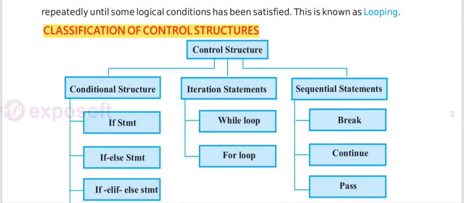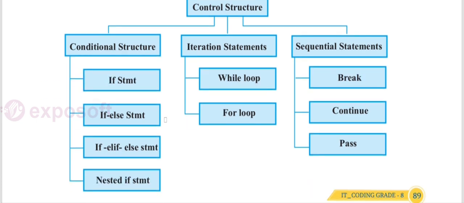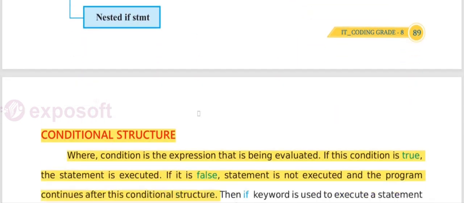Now let's see the classification of control structures. Here we can see three classifications: conditional structure, iteration statement, and sequential statement. Under the conditional structure, we can see if statement, if else statement, elif statement, nested if statement. Under iteration statement, we can see while loop and for loop. Under the sequential statement, we can see break, continue, and pass statements.